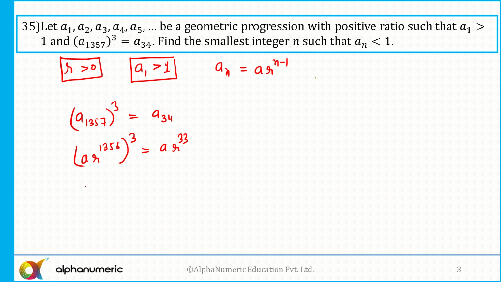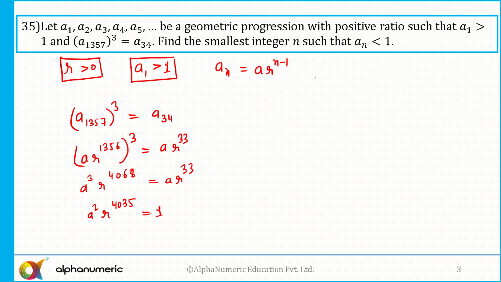So now take the cube here. So that will be equal to A cube into R raised to, remember the power will get multiplied, so 1356 into 3. That comes out to be 4068 here. And that will be equal to A into R raised to power 33. So simplify this. That comes out to be A square into R raised to power 4035, and that will be equal to 1. So we know that A square into R raised to power 4035 is equal to 1 here.